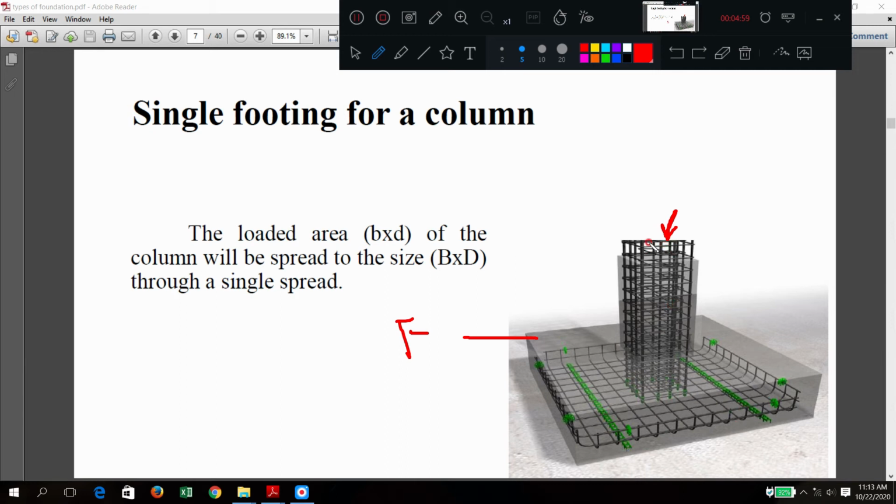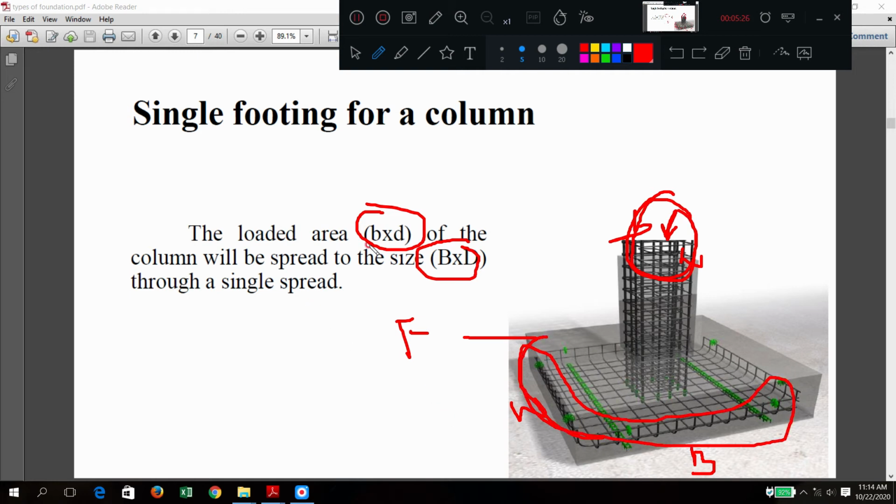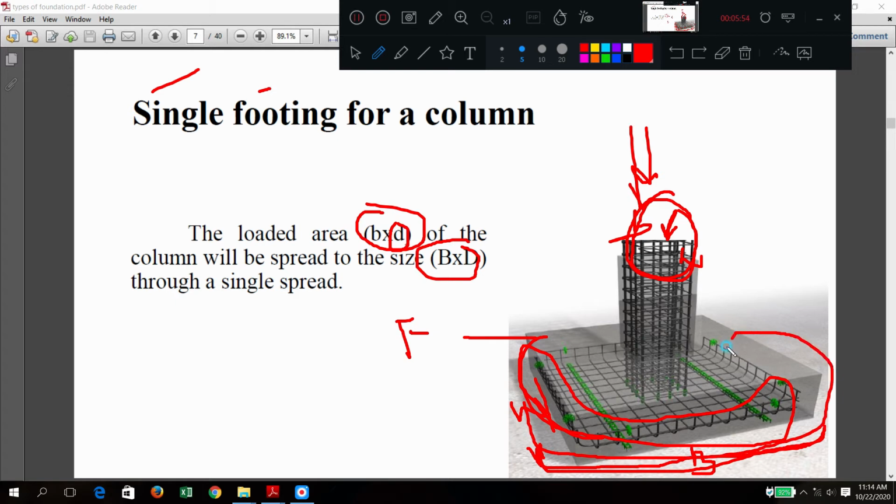Here this area we call small b and small w, width and breadth. For the footing we can call the dimensions capital B and W. Any way is possible, I am just telling for understanding. This is the loading portion and this is the spreading portion. Here they have used D, no problem. A smaller area's larger load is dissipated, or spread, to a bigger area, and it rests on the soil. This single footing means one separate footing is provided for one column.